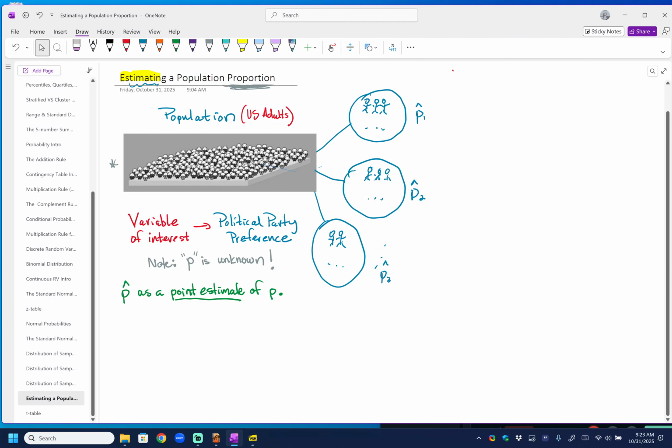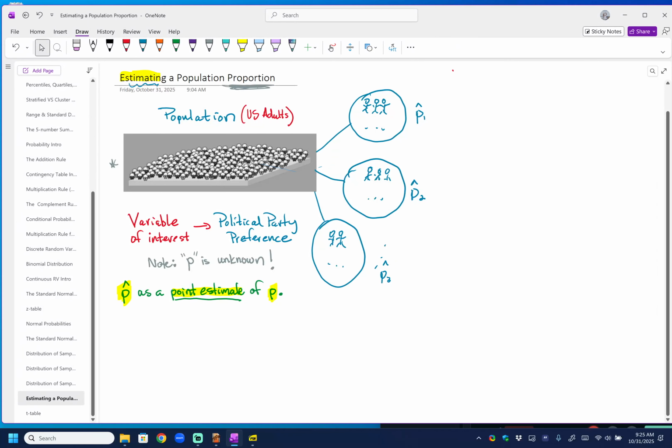Okay, let's get a little bit more formal now. We say that the sample proportion P hat is considered a point estimate of the population proportion P. We use the term point estimate when we have an unknown parameter, such as the population proportion P, and we need some statistic to estimate it. The best possible one that we have is P hat. So we say that P hat is a point estimate of P.